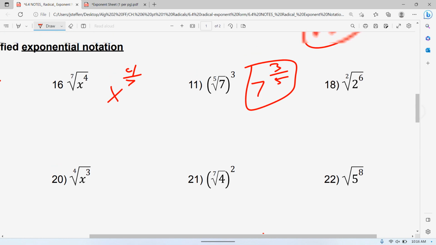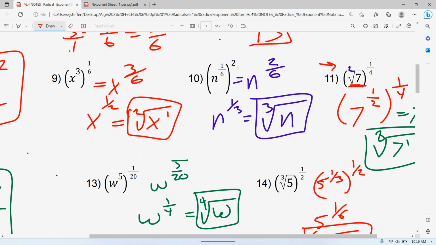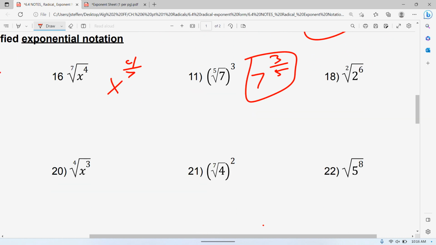But if you do it like we did one of them up here, what was it, number 11, I think? If you stick with that theme, this is 7 to the 1/5 power multiplied by 3. And then when you multiply those together, you get 7 to the 3/5. So it doesn't matter which way you do that. You'll still have the same end result. Again, just please make sure you're showing work when possible.